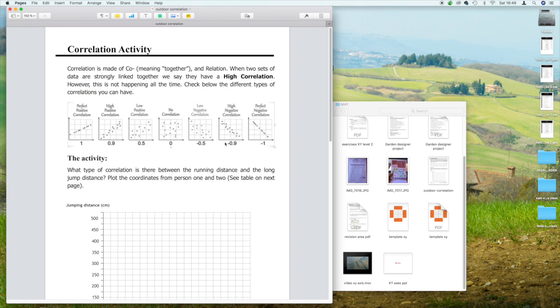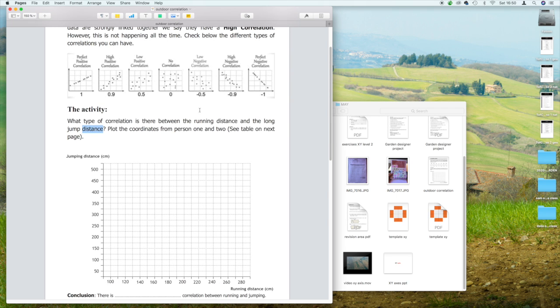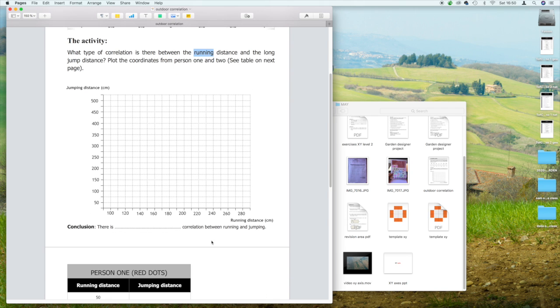Now, it could be negative. Imagine if we increase the amount of lions versus the amount of gazelle or antelope that you have. It would be negative, okay? So, here we're going to focus on jumping versus running distance. So, what do you need to do?